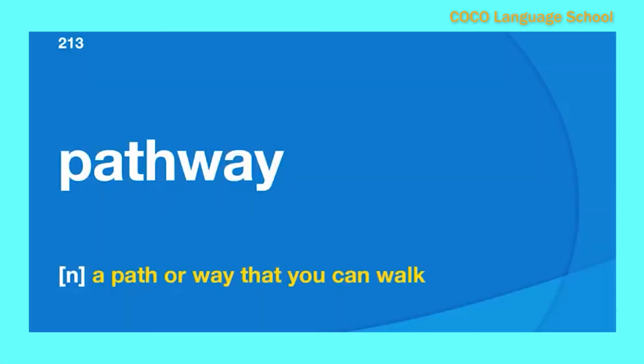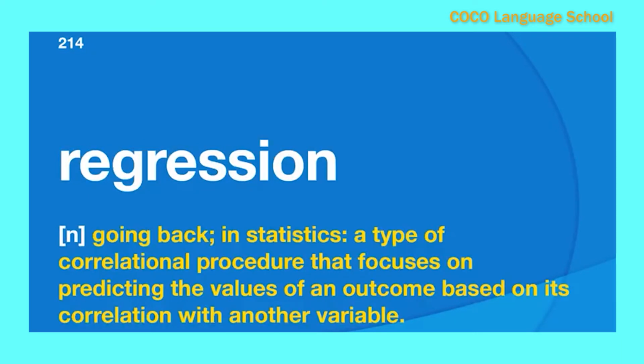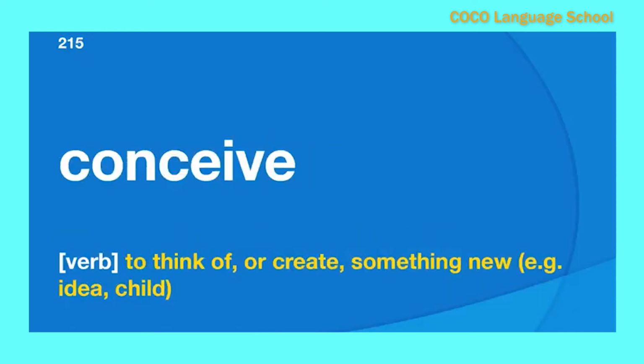A path or way that you can walk. Pathway. Going back, in statistics: a type of correlational procedure that focuses on predicting the values of an outcome based on its correlation with another variable. Regression. To think of, or create, something new. Conceive.